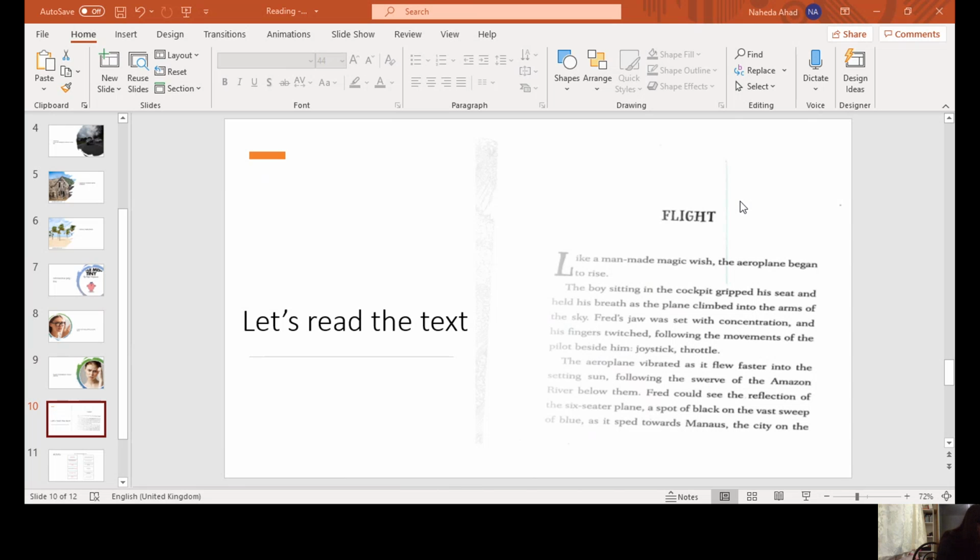Flight. Like a man-made magic wish, the aeroplane began to rise. The boy sitting in the cockpit gripped his seat and held his breath as the plane climbed into the arms of the sky. Fred's jaw was set with concentration and his fingers twitched, following the movements of the pilot beside him, joystick, throttle. The aeroplane vibrated as it flew faster into the setting sun, following the swerve of the Amazon River below them. Fred could see the reflection of the six-seater plane, a spot of black on the vast sweep of blue as it sped towards Manaus, the city on the water.